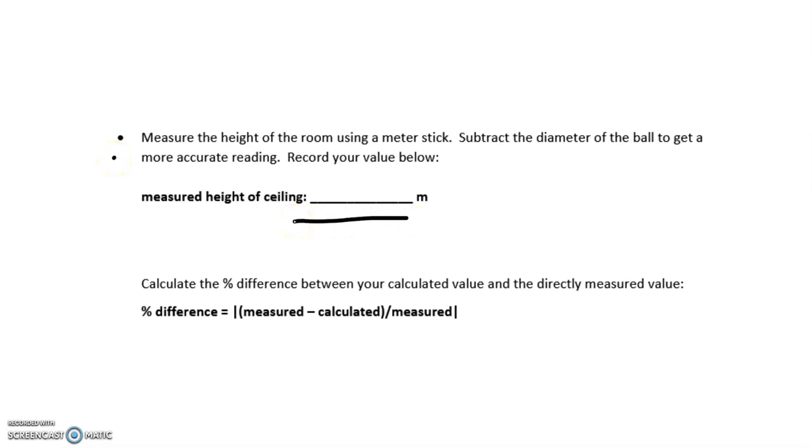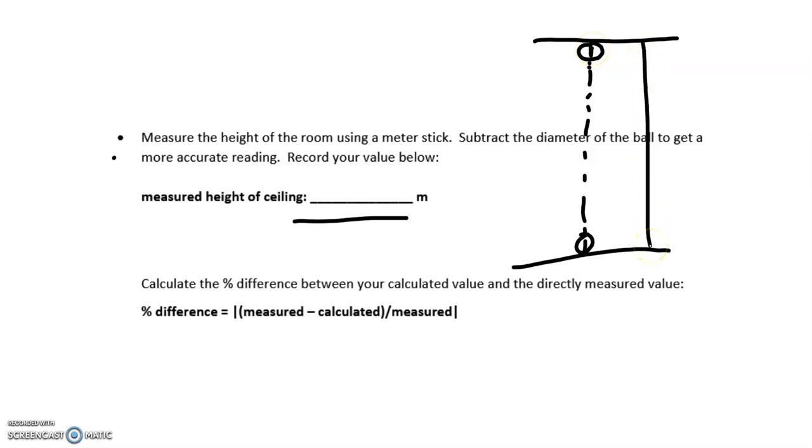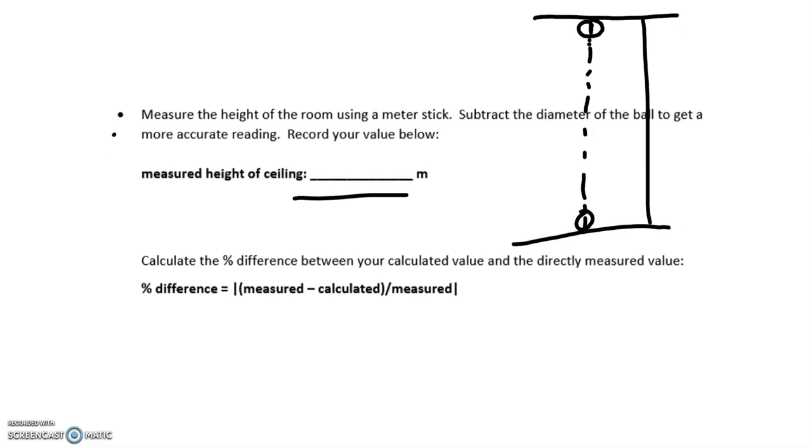Now, to be a little bit more accurate, once you get that height, you have to subtract off the diameter of the ball, because if you think about it, if this is the ceiling and this is the floor, and the ball was here, really what you timed was from here to here, the bottom of the ball to the bottom of the ball. So we want to subtract off this distance from what you do with the meter stick. That will give you more accurate. It's a few centimeters difference, but anyway. And then the rest is pretty straightforward.